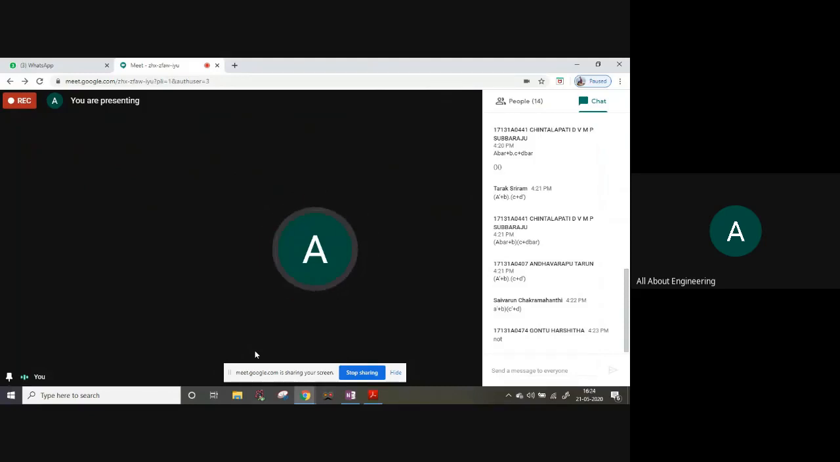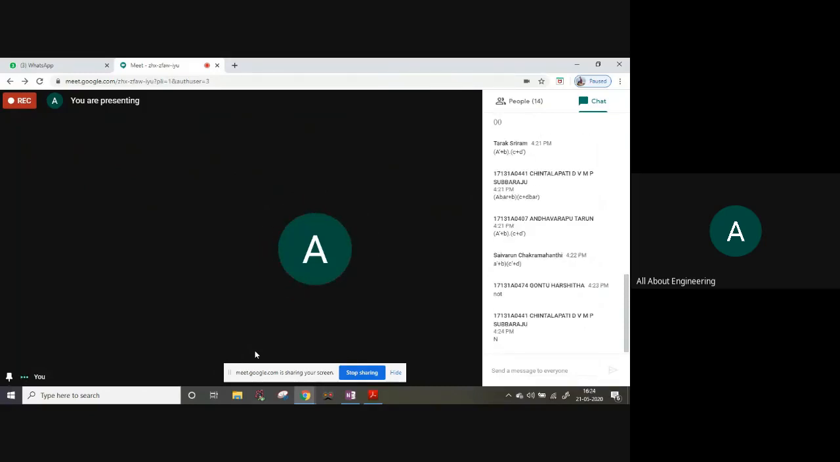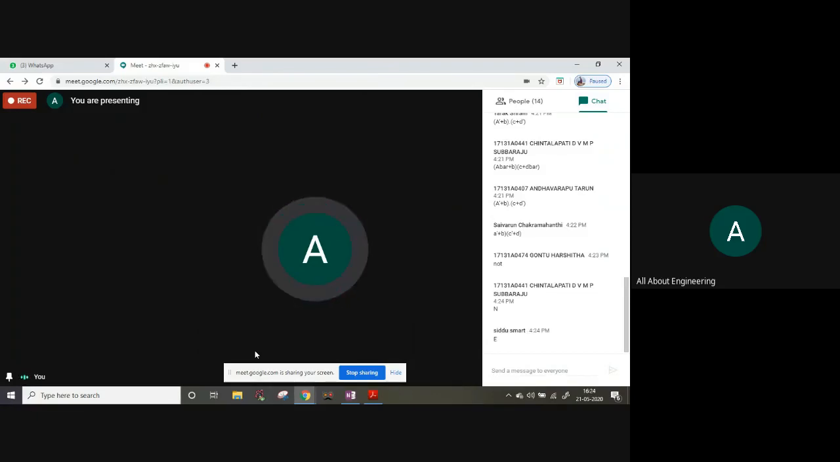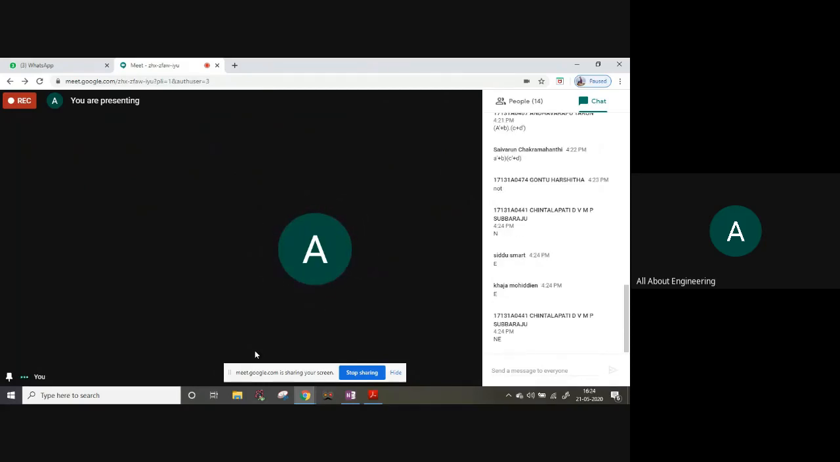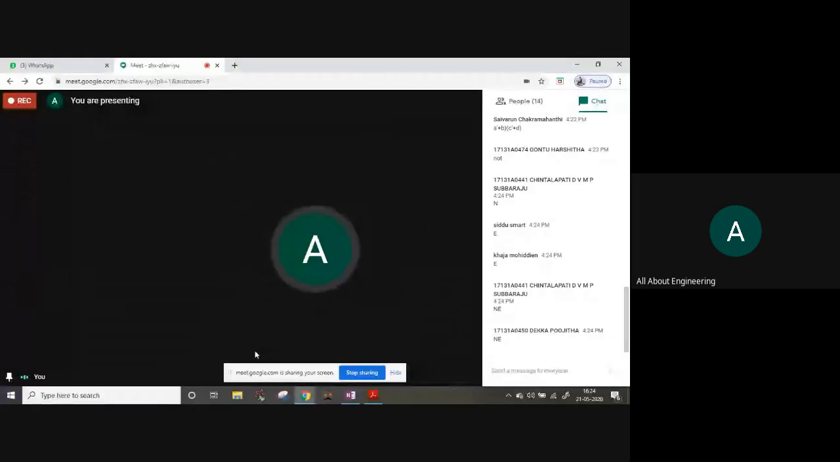Harshita said not equal. Equal means E, not equal means NE. Subbu, what does N mean? I have to think, man. Yeah, NE. Okay, not equal. Okay, Pujita, not equal. I think Sidhu is smart. He said equal. And also Kaja Mohiddin said it is equal. Okay, guys, no problem.